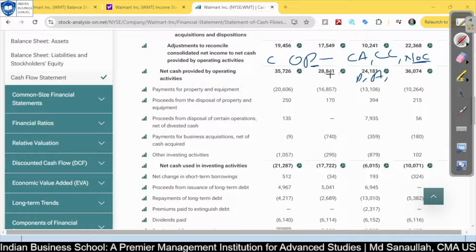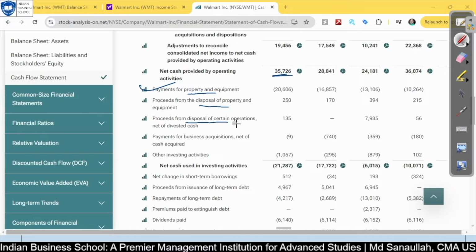Okay, so those will come into your operational cash, operational related activity. Once we are done with our operational activity, then we will have our investment related activity. As you can see, the transaction of property, plant and equipment related item, disposal of property and disposal of certain operation, business acquisition. Can you think what exactly are these things?